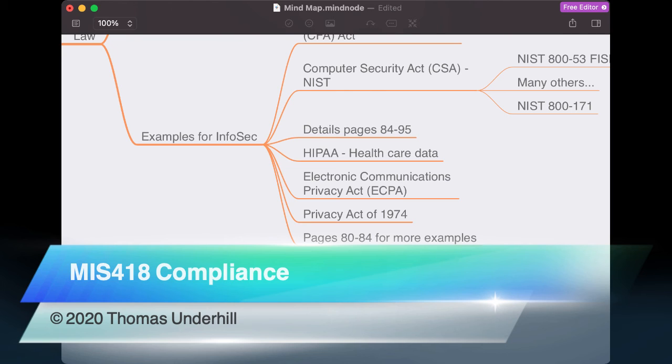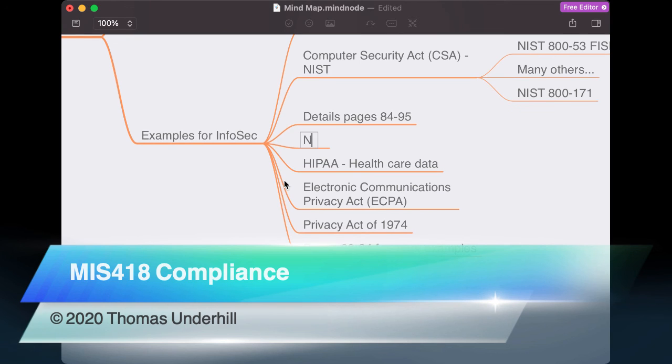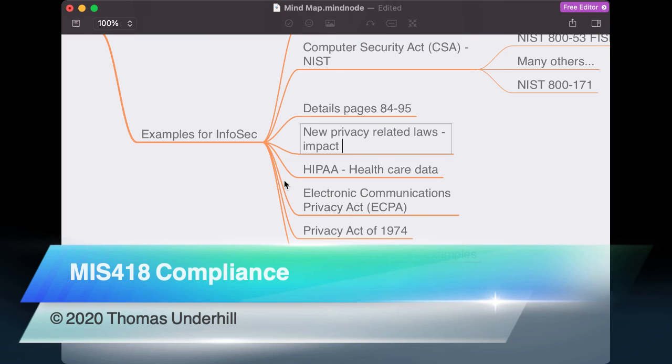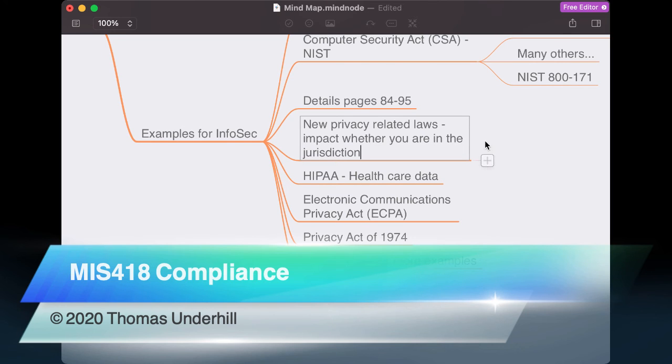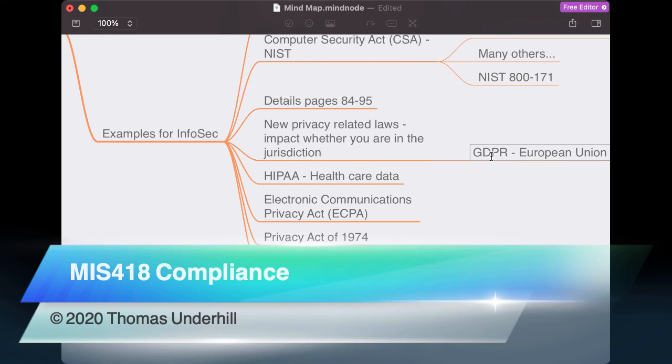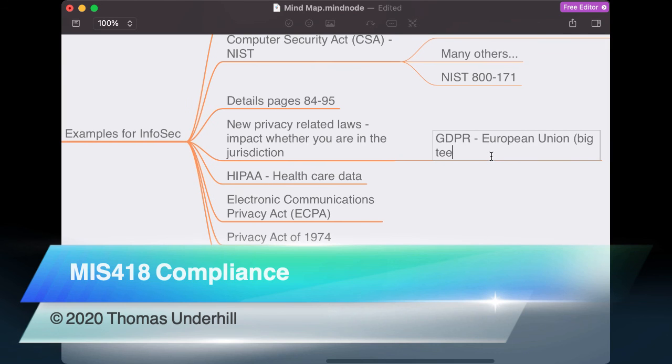Now there are some new laws that have come up, so I'll add those here. New privacy-related laws, and these impact you whether you are in the jurisdiction or not. To give you an example, the first one is the GDPR. This is the European Union. This has big teeth. Huge fines, billions of dollars potentially. So not something you want to mess around with.